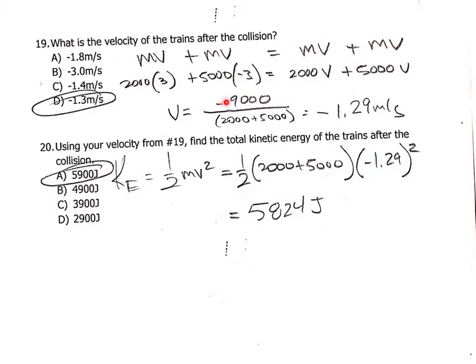These numbers give us this. Let's divide by that and end up with v equals that. And then using that velocity, find the total kinetic energy of the trains. So total, indicating the kinetic energy of the light one and the heavy one, giving us this many joules, and we have a rounded answer.